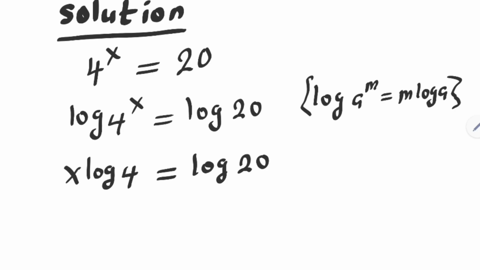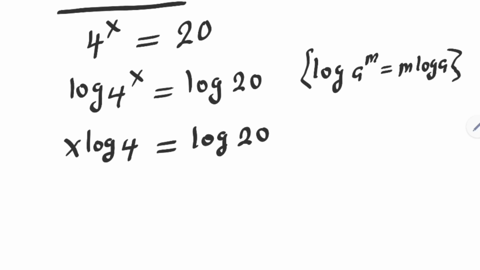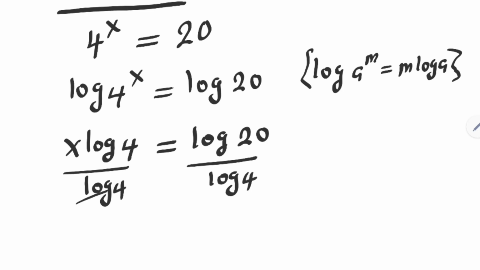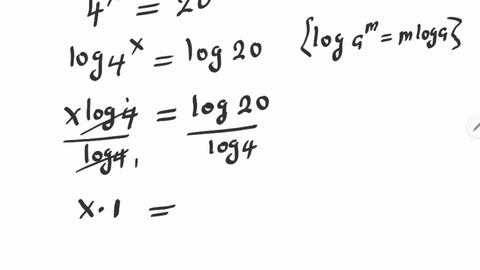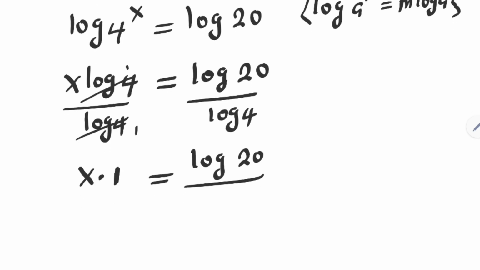Let us divide both sides of this equation by log 4. This divided by log 4 and this divided by log 4. Log 4 here 1, log 4 here 1. S multiplied by 1 is equal to log 20 divided by log 4.